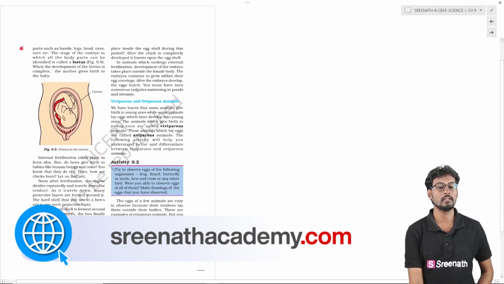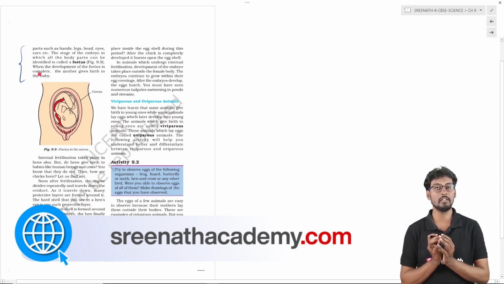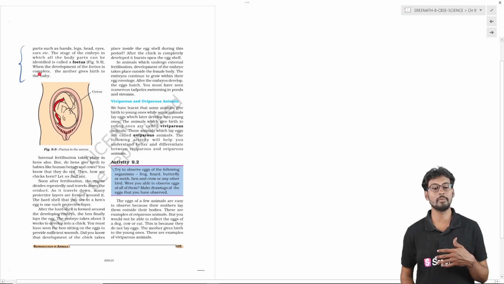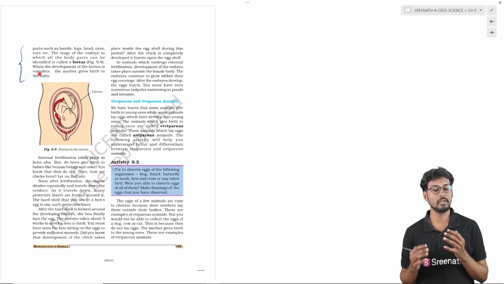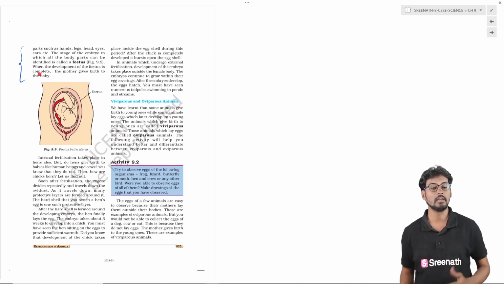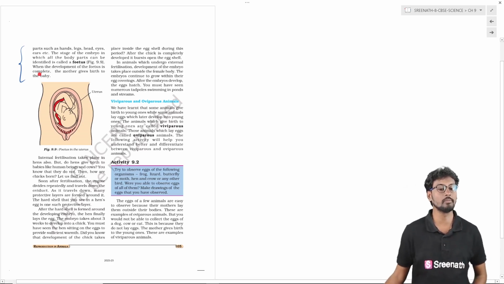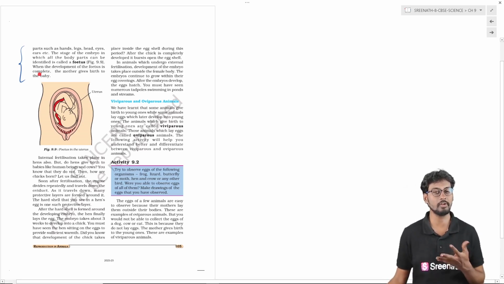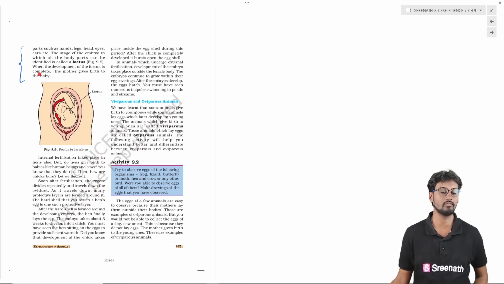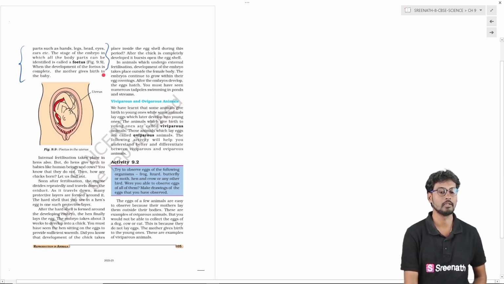Whatever development is taking place, that embryo will develop into a fetus. The mother will give birth to the baby, that is the fetus, and during the development of the fetus, all the organs and the body parts will be formed as a result of fetal development.